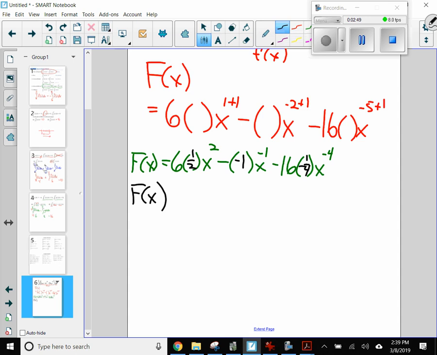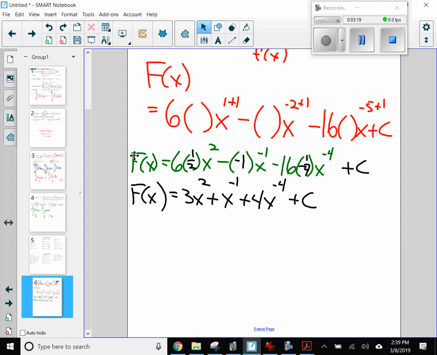Now once I did this, I have to write in my plus c. Can't forget the plus c. I really should have done it right here as well. So this would be equal to 3x squared plus x to the minus 1 plus 4x to the minus 4 plus c.